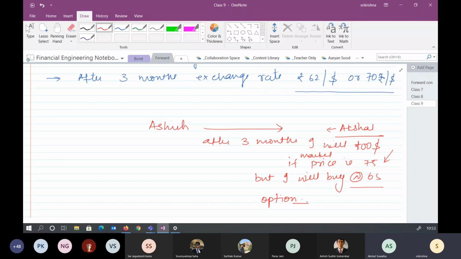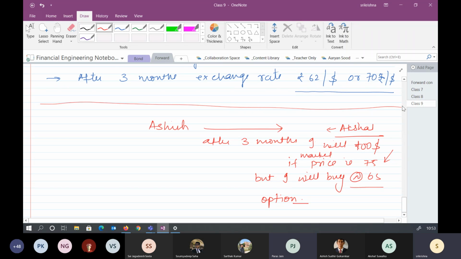Sir, this after 3 months, is this an option or a forward contract? This is an option, because we have already finished the part of the forward and future. I'm starting with an option, giving a scenario where Ashish said that he will only come to Akshat when the market price is high, 75. But they have agreed that they will buy or sell at the price 65.